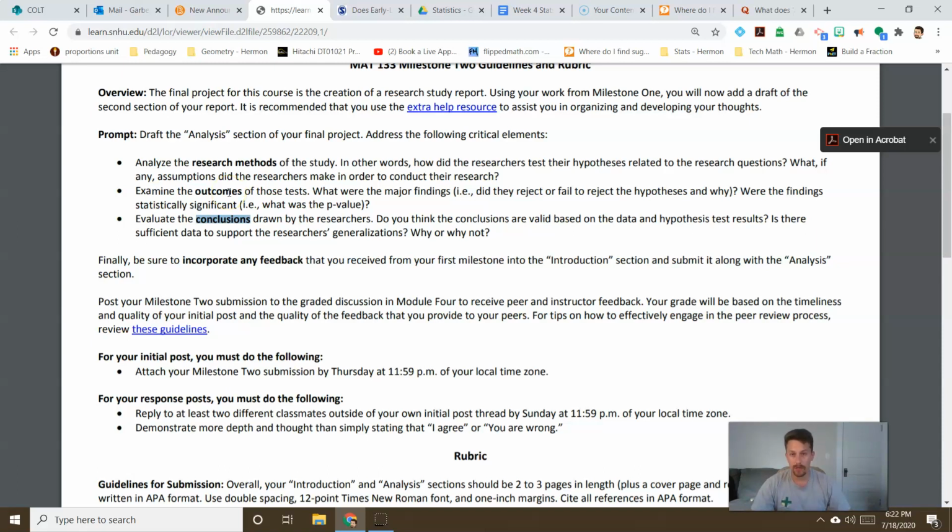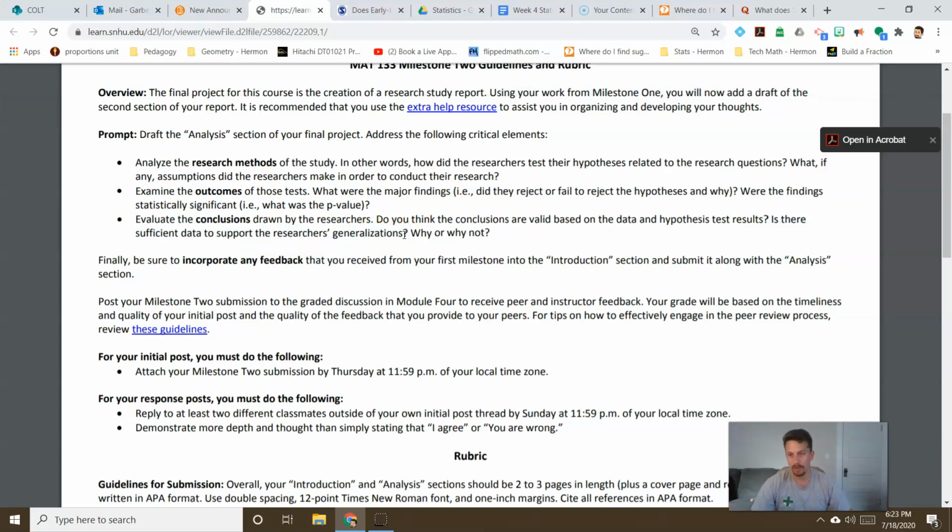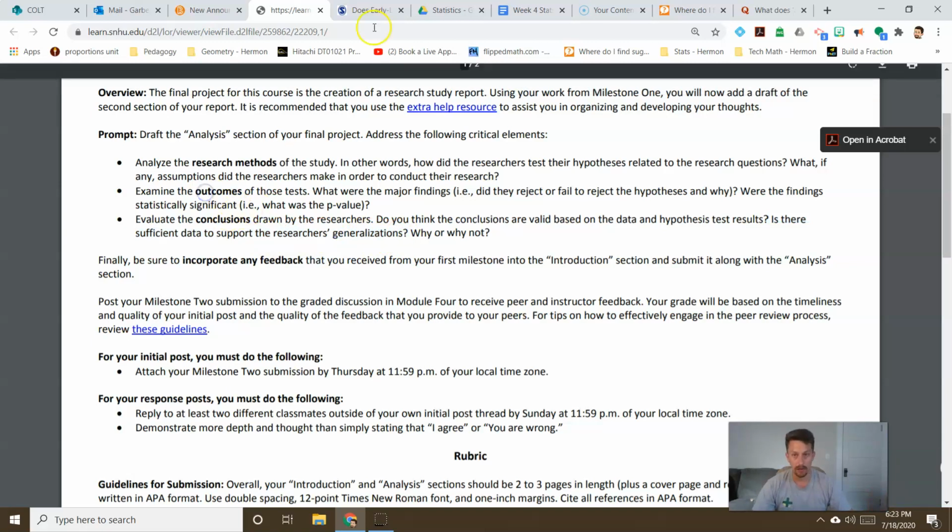Outcomes, what I'm looking for is the big picture findings. If you could describe the outcomes in a couple sentences, what were they, instead of getting into all the little nitty-gritty details. And the conclusions, what I'm looking for is kind of the data to back it up, okay? Because this question here, are the conclusions valid based on the data? If you provide some data, that's fine. But I do want you to answer this question because that is in the rubric as well. Is there sufficient data to support the researcher's generalization? So is the data supporting those big picture outcomes that you wrote about in the outcome section?